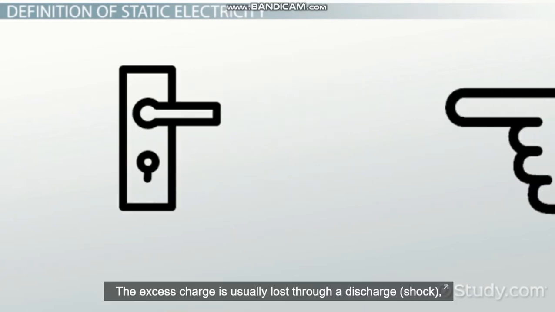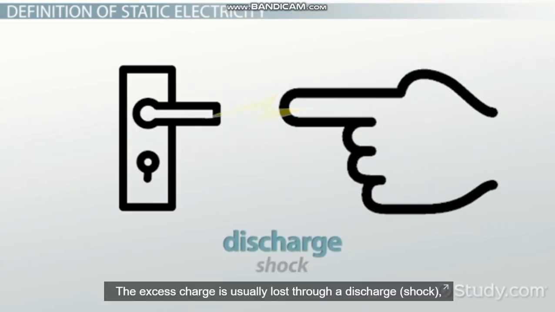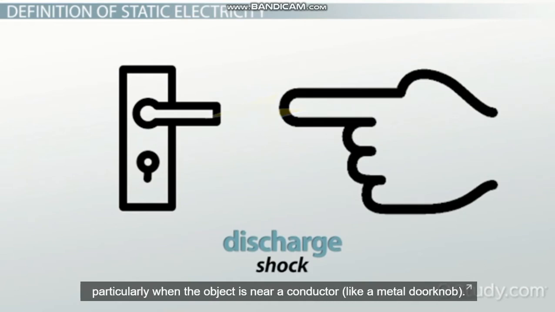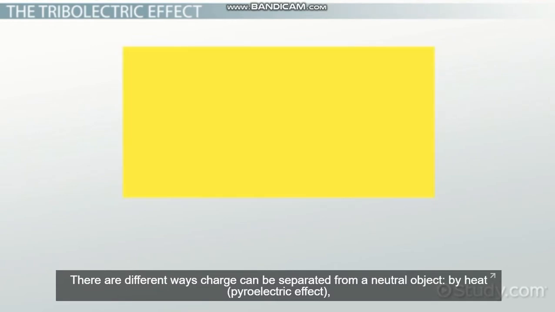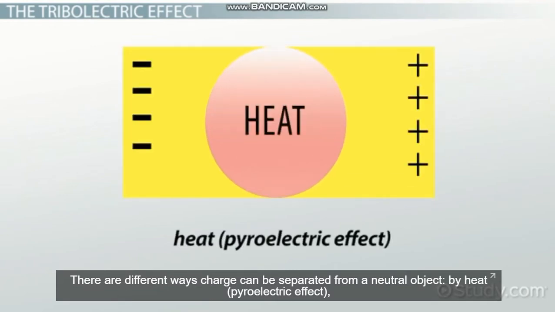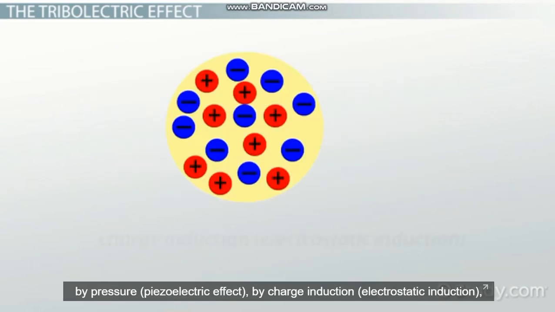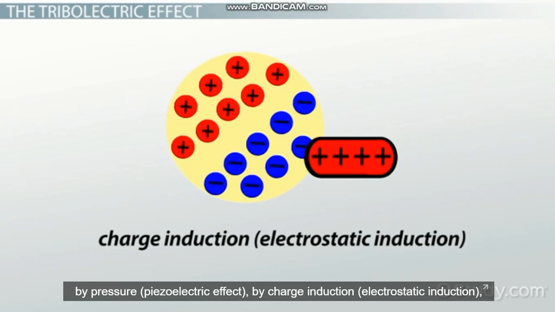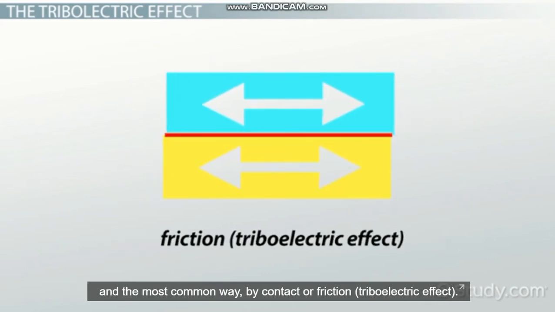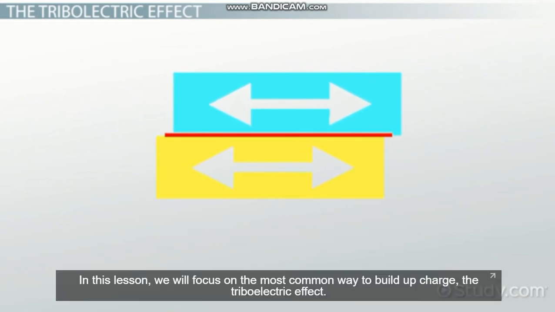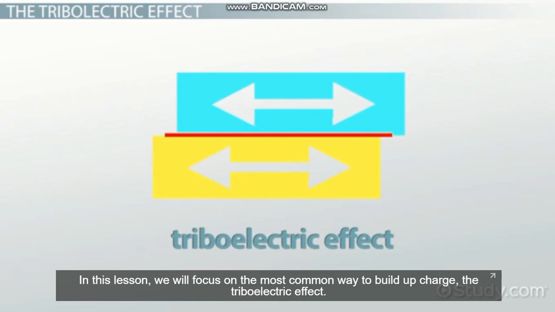The excess charge is usually lost through a discharge, or shock, particularly when the object is near a conductor, like a metal doorknob. There are different ways charge can be separated from a neutral object: by heat, the pyroelectric effect; by pressure, the piezoelectric effect; by charge induction, electrostatic induction; and the most common way, by friction, or the triboelectric effect. In this lesson, we will focus on the most common way to build up charge, the triboelectric effect.